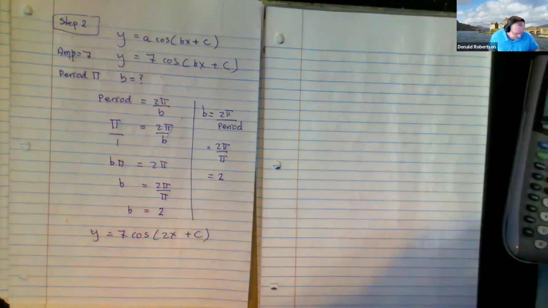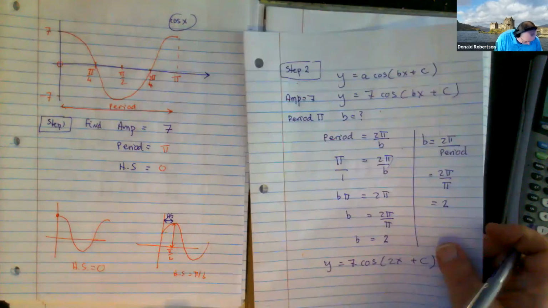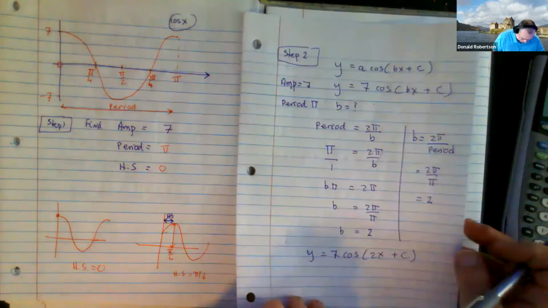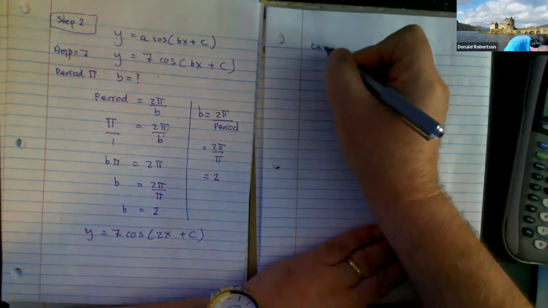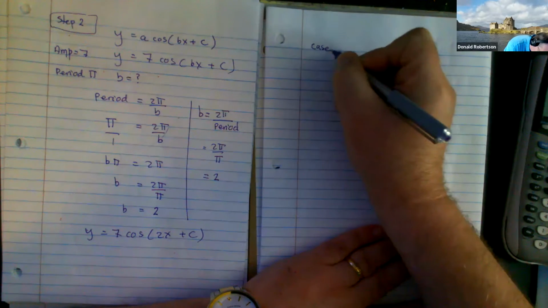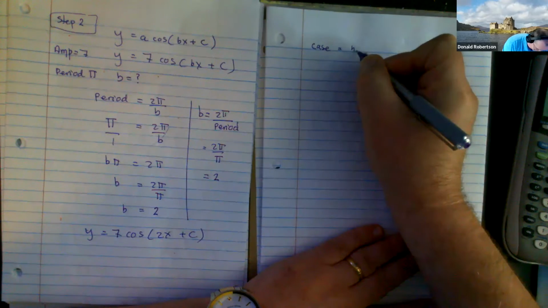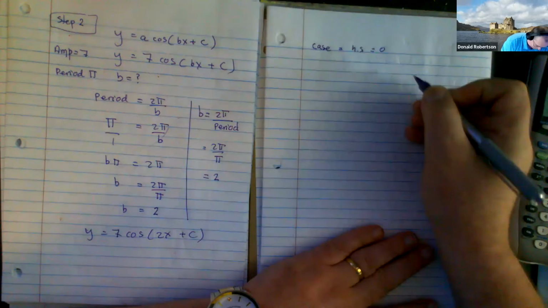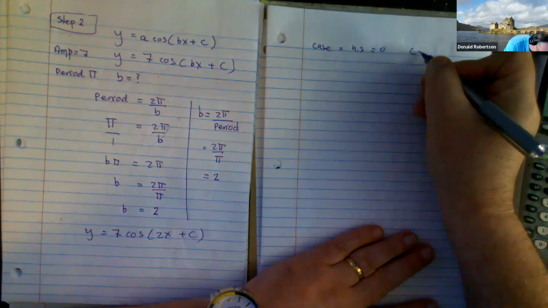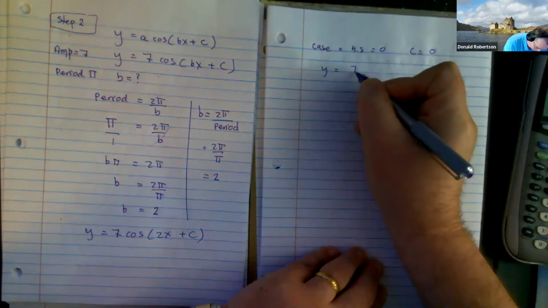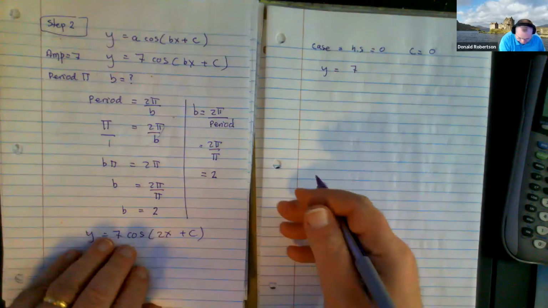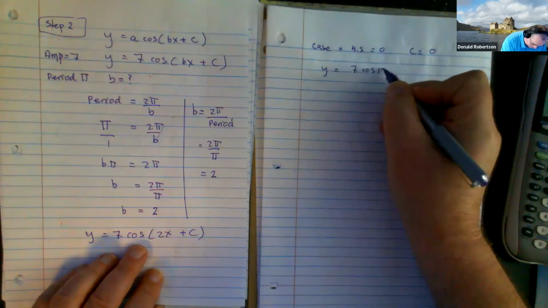I need to know who C is. C is connected to the horizontal shift. There are 2 cases here, although they're connected. First case: when the horizontal shift is equal to 0, C is 0. So our answer to this question ends up being 7 times the cosine of 2x. Technically plus or minus 0, but that doesn't matter.